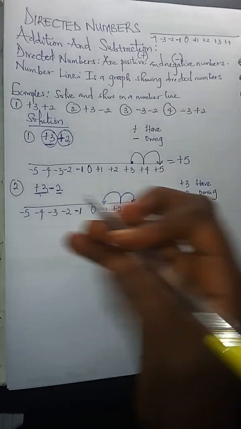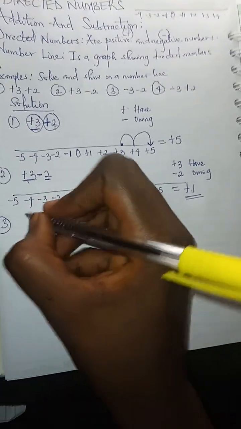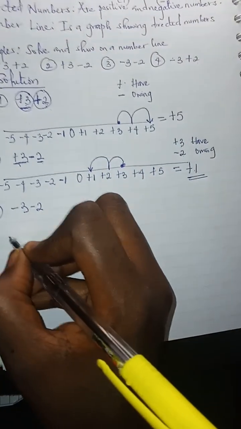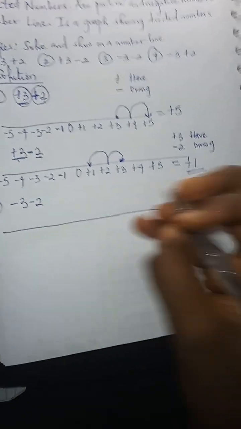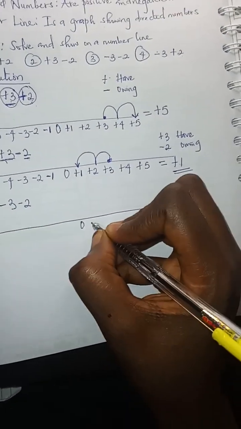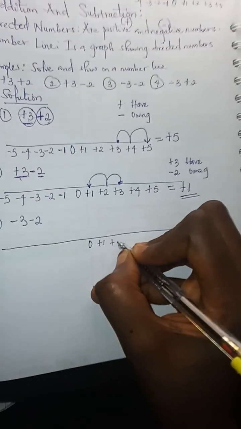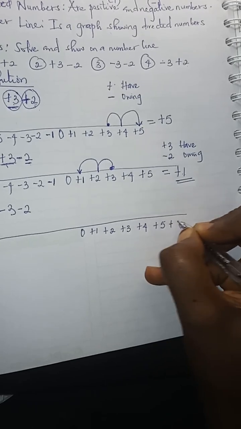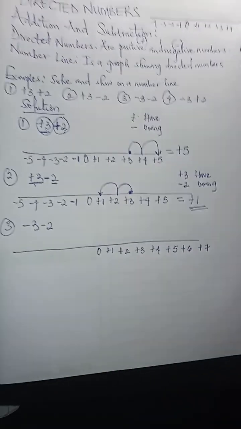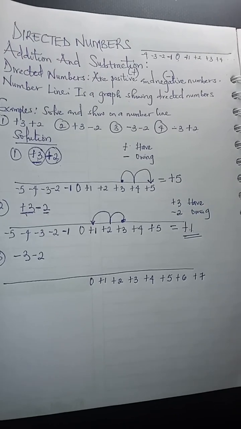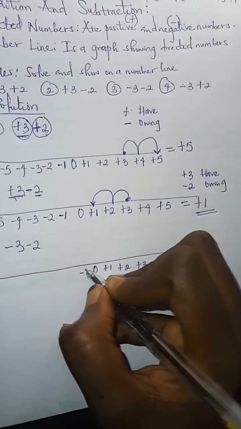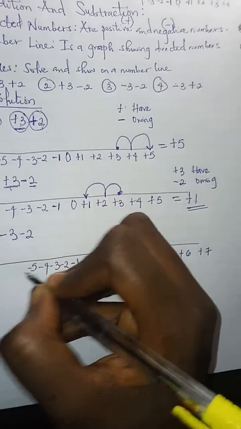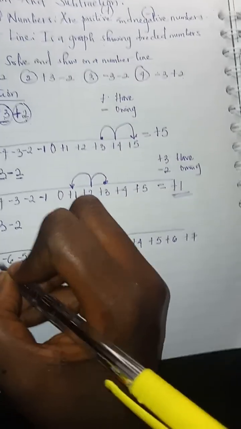Hope we understand. Let's move on to the third question, viewers. The third one says minus 3, minus 2. The same thing, let's draw our graph, but in this case, let's extend this to 7. So we have 0, plus 1, plus 2, plus 3, plus 4, plus 5, plus 6, plus 7. You can extend your graph to any number, okay? And here we have minus 1, minus 2, minus 3, minus 4, minus 5, minus 6, and minus 7.